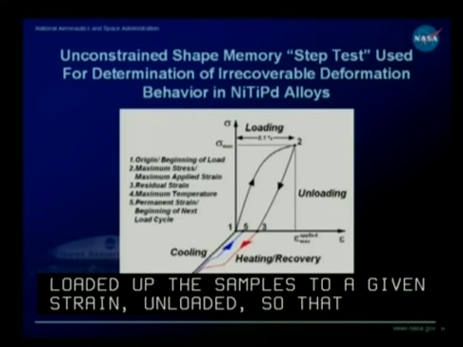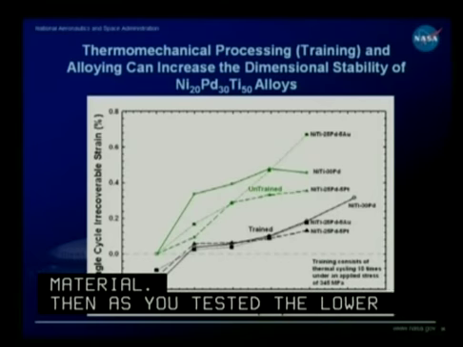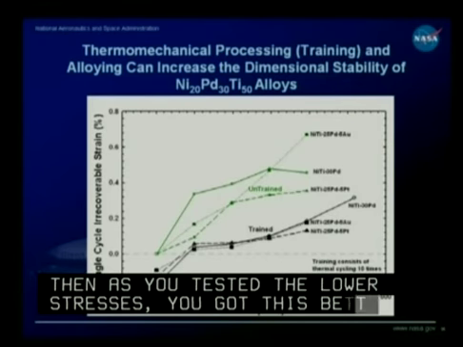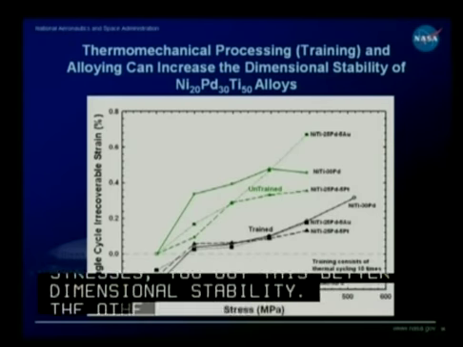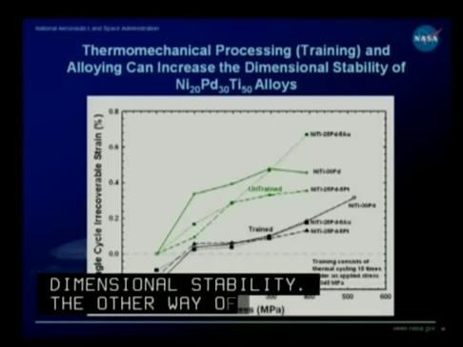But the thermomechanical processing in this case represents basically training of the material, where we just applied a stress of 345 MPa and let it run through 10 thermal cycles. And in doing that, we deformed plastically the material incredibly, but we just let it do that for 10 cycles, and we built up a dislocation structure in the material. And then as you tested it at lower stresses, you got this better dimensional stability. The other way of doing something similar to training would be to cold work and anneal the material, and it would give you similar results.